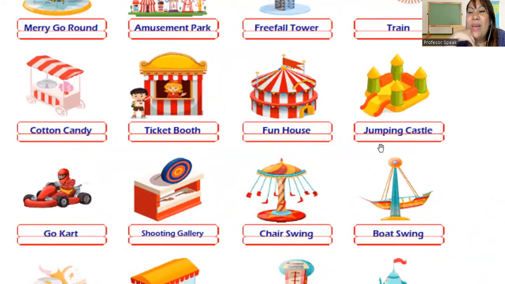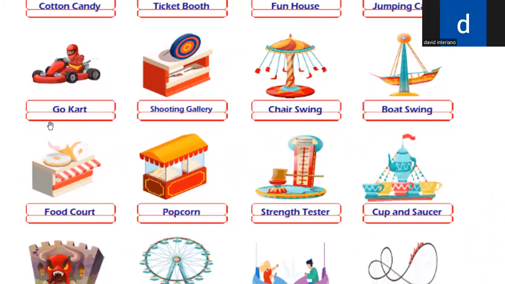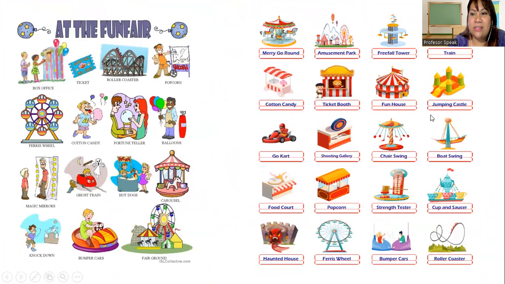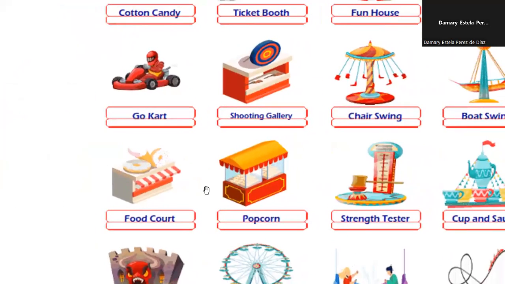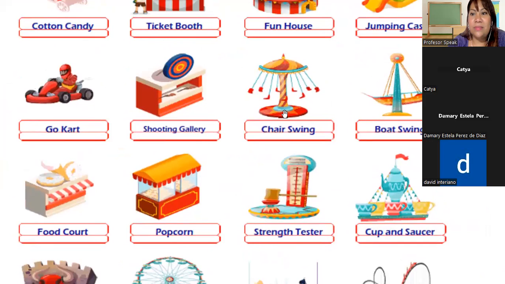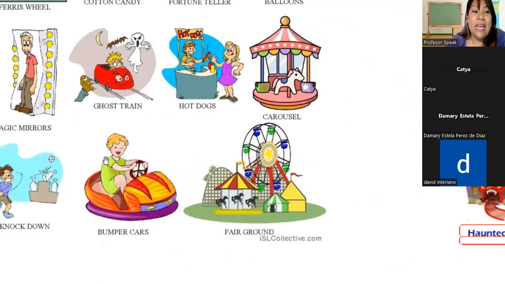It's a synonym. Okay. Then we have the jumping castle. Everybody? Jumping castle. Very good. Go-karts. What is the difference between go-karts and the bumper cars? Go-kart I use in sprint. Okay, for example, go-karts is actually a sport. Yes. Then we have the shooting gallery. What is the shooting gallery? This is similar to the knockdown.